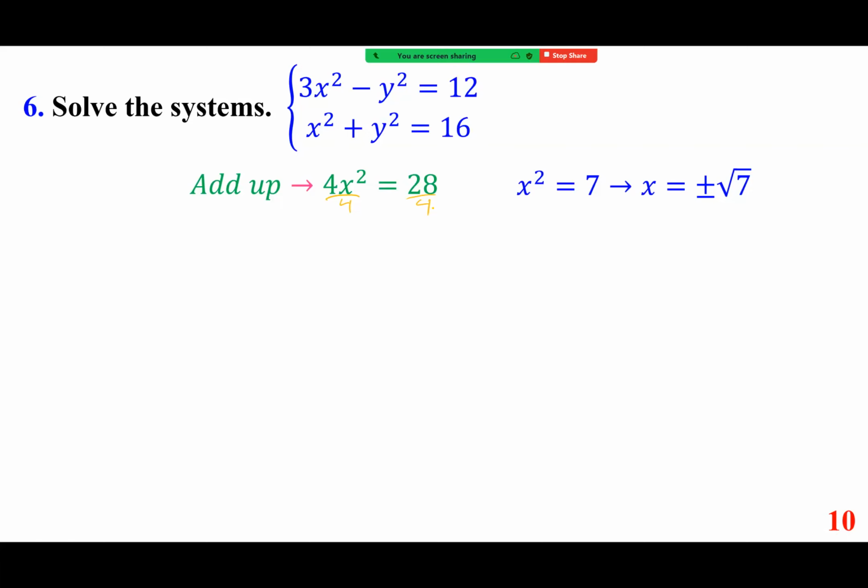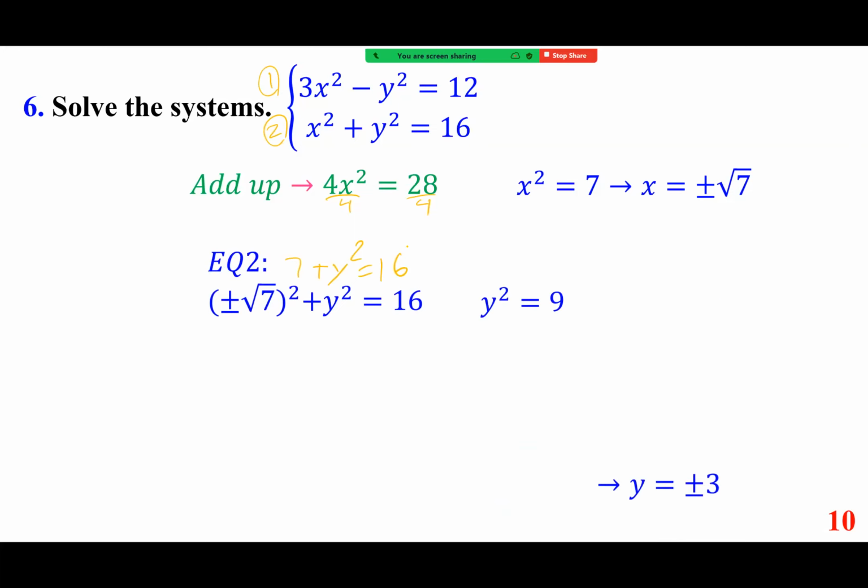Now I go to one of the equations, for example, equation number 2. Okay, I'm going to call this number 1. It's easier with number 2. And I'm going to plug in x. And by the way, because it's x squared, it doesn't matter if I put positive square root of 7 or negative square root of 7, it gives me the same answer. And I hope you realize this is 7 plus y squared equals 16. So y squared becomes 9 and y is plus minus 3.